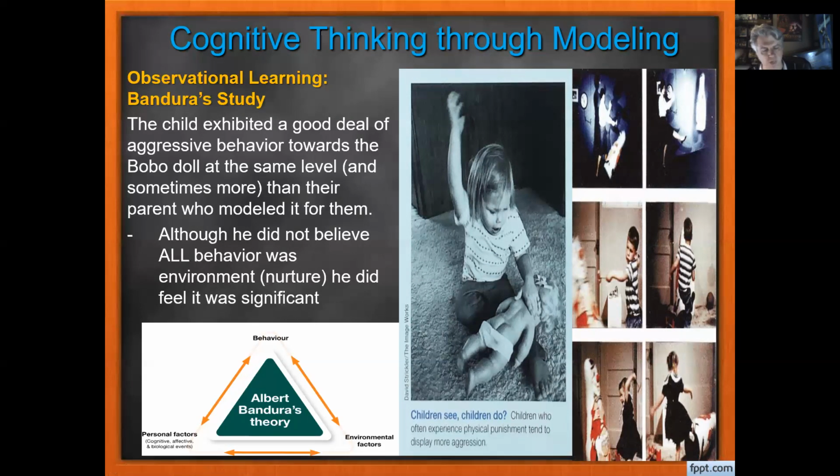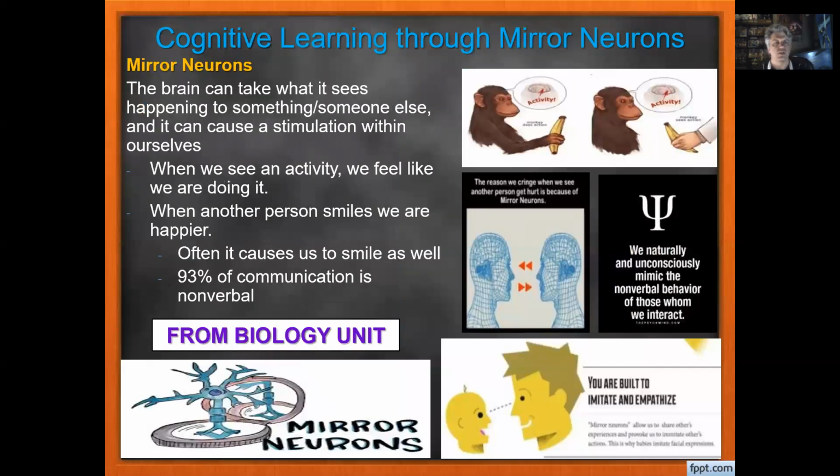And this reciprocal determinism that we talk about is how our environment influences us, and we at the same time influence that environment. So although he did not believe all behavior was environmental, he did feel that this environment was significant. Yes, there was still the unconscious. Yes, there was our previous experience, but there's also the environment that we find ourselves in. So the child watching the aggressive parent will become the aggressive child.